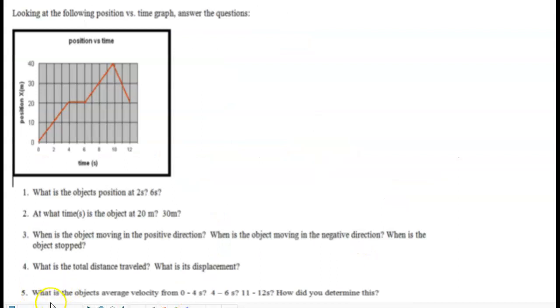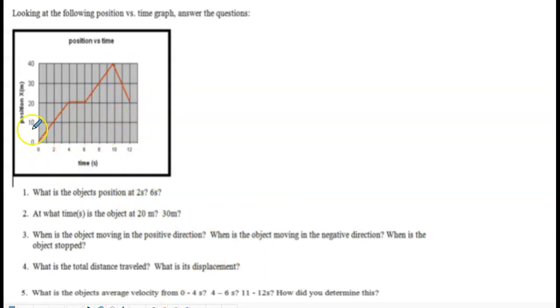All right, so we're going to practice here on this one, and then we are going to take a break and do a different video, because I want to try to keep the videos a little shorter. I went way long on the first one. So it says, looking at this position versus time graph, we're going to answer some questions. So hopefully you can see this graph okay.